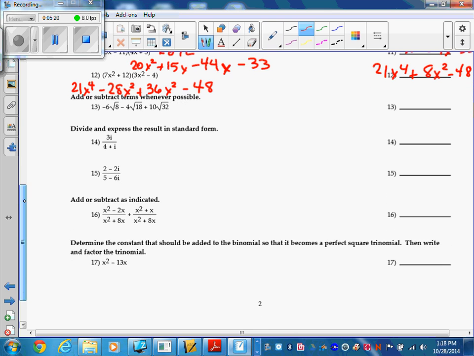So, question 13 takes a little work because you have to simplify this. Remember, to simplify this, you have to factor the 8. So you're going to factor the 8 into 2 times 2 times 2. And so a pair of 2's come out times the 6 that's there. So 2 times negative 6 is negative 12 square roots of 2.